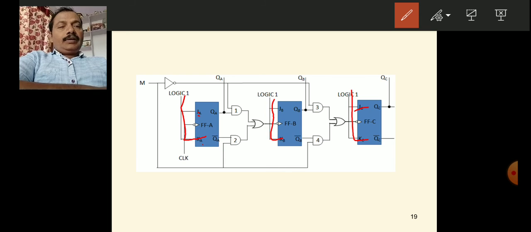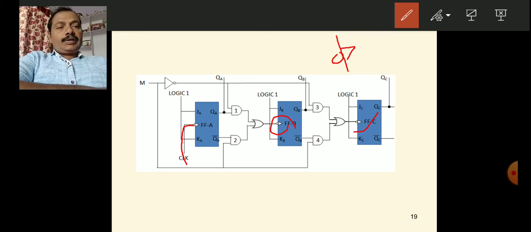And observe here, the first flip-flop is taking the clock input, and each flip-flop is the negative edge triggering type, because for negative edge triggering you have a bubble and arrow mark like this at these positions. You see, we have taken negative edge triggering flip-flops.